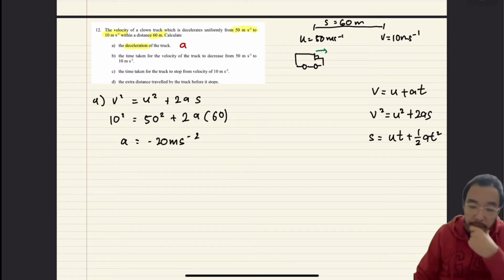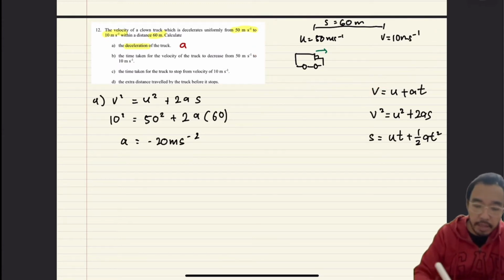Okay, the next question is that they want you to find the time taken for the velocity of the truck to decrease from 50 meter per second to 10 meter per second. Okay, so assuming that it has the same deceleration, now the question states that it starts from 50 and ends up at 10 meter per second. Sorry, I think this one is still the same situation. They just want you to find time.